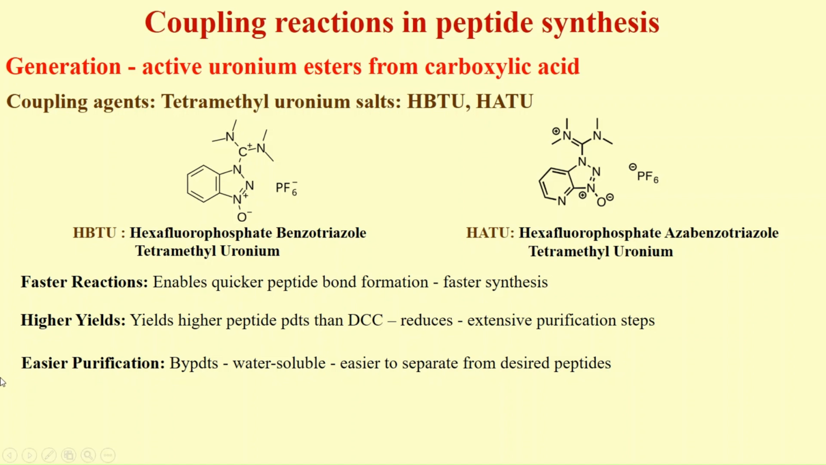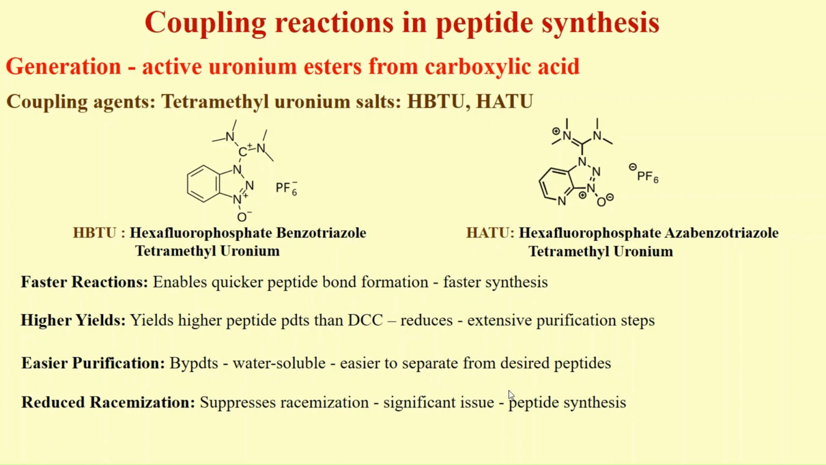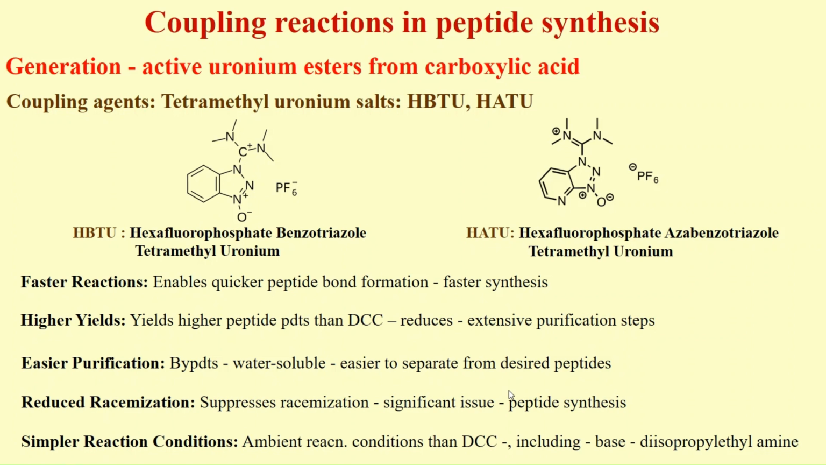Further, the byproducts which are formed are more water soluble and hence it is easy to separate from the desired products. Easy workup procedure, easy reaction procedure and better yields are what we require for a better reaction. It also suppresses racemization, which is the common phenomenon we see in DCC and DIC mediated coupling. The reaction proceeds under more ambient conditions using milder bases like diisopropylethylamine and milder temperature conditions. That's why uronium ester preparation is preferable over carbodiimide mediated preparation.